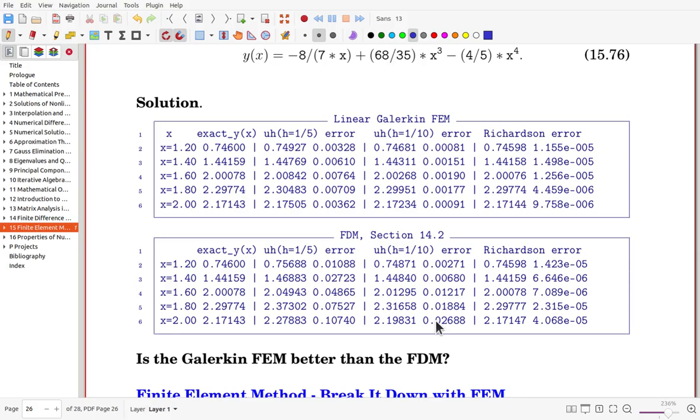But in most cases, they are quite similar. Once you choose a uniform mesh, the Galerkin FEM will produce almost the same solution as the finite difference method.